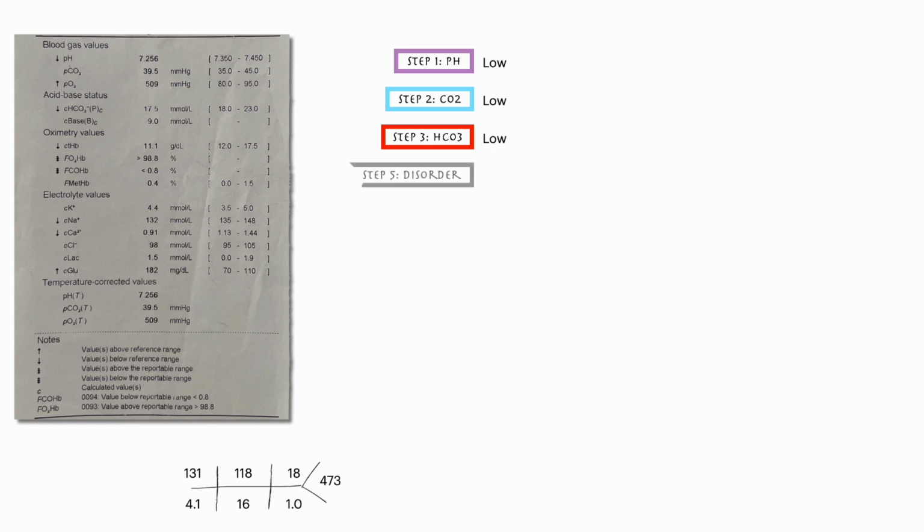Last but not least, our pH is 7.26. It is low. Our PCO2 is 39.5. It is low. Our bicarb is 16. It is also low. So respiratory opposite, metabolic equal, we have an uncompensated metabolic acidosis.